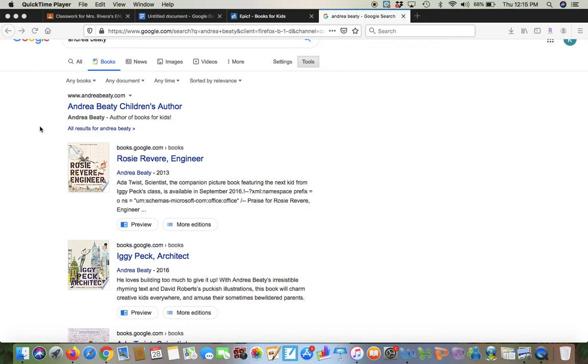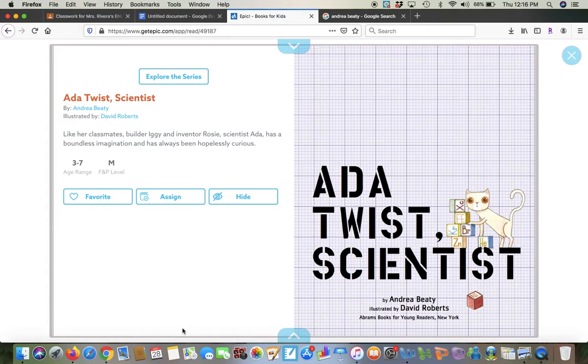Today we're going to read another story by Andrea Beatty. Some of us have already read Rosie Revere, Engineer, this one right here, and Iggy Peck, Architect. And if you've read these books already, you probably know that they have a lot to do with building and kind of introduces us to some STEM activities also that you could do at home. But today we are going to read from the same author, Ada Twist, Scientist.